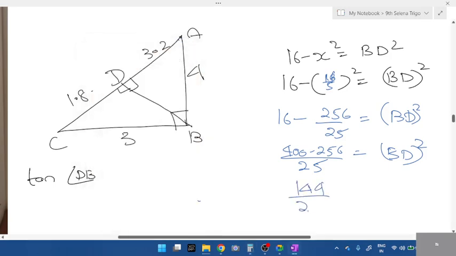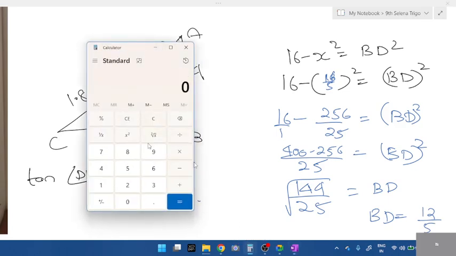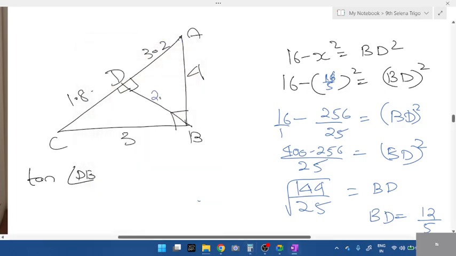144 divided by 25. I think you have gone wrong in the 16 into 25 step. If you want to find BD, you have to take the square root, right? So BD is equal to 12 divided by 5. We got 12 by 5, or if you convert into decimal, 2.4, right? We got 2.4. That's it.